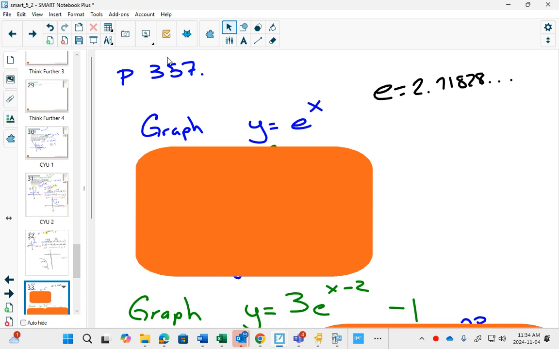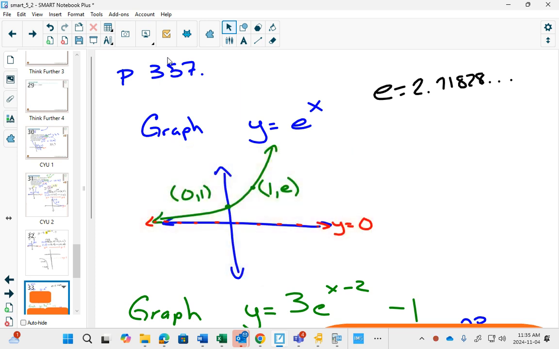Which is a very, very famous graph in calculus. Because of the special properties of the number e, it gets used a ton in calculus. E to the x just looks like every other exponential graph. It has 0, 1, and you have 1, e, which is 2.7. And it slopes up and has an asymptote at 0, just like all the other ones.